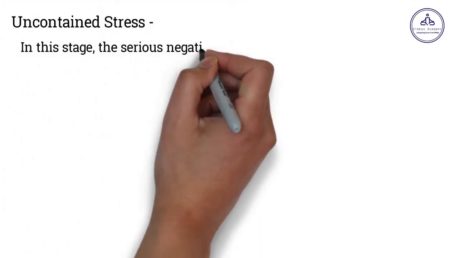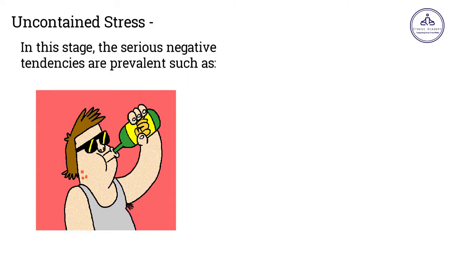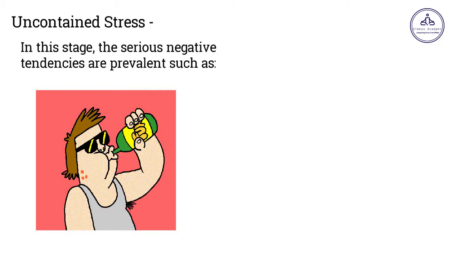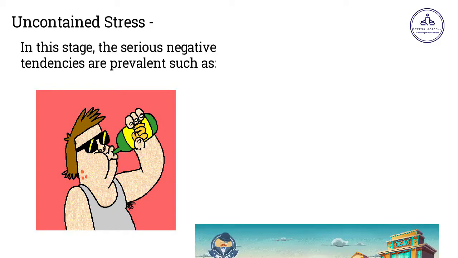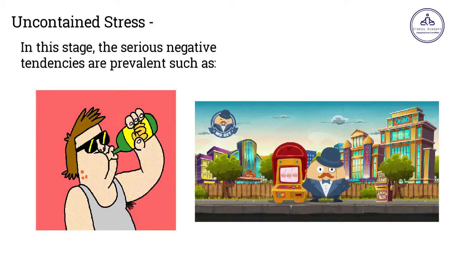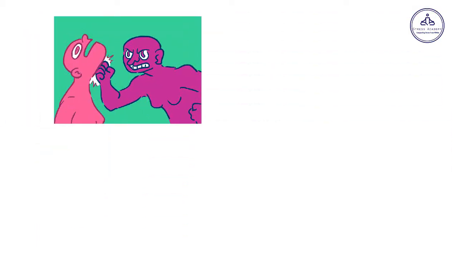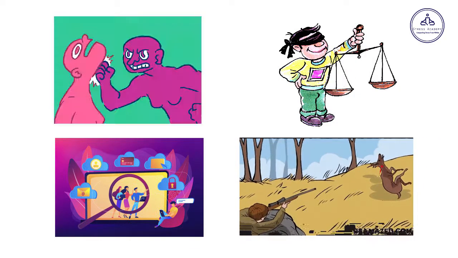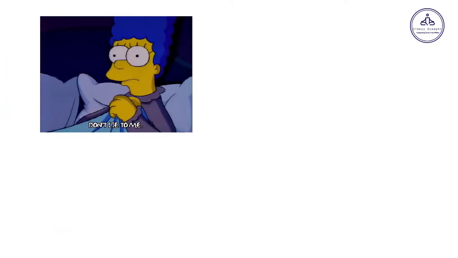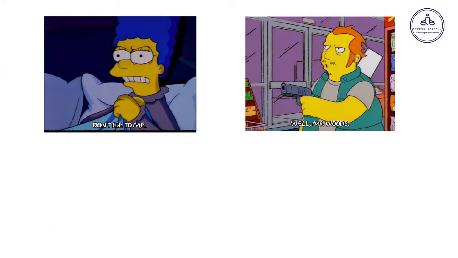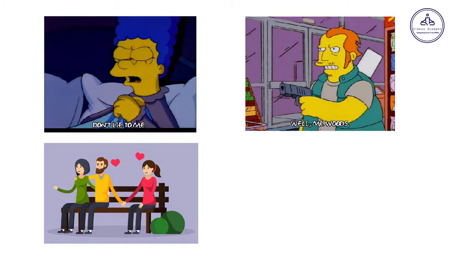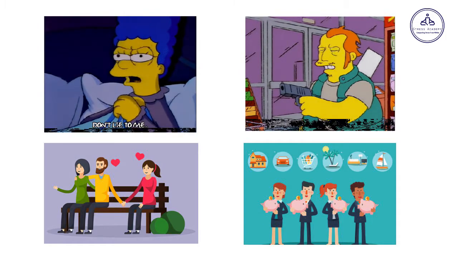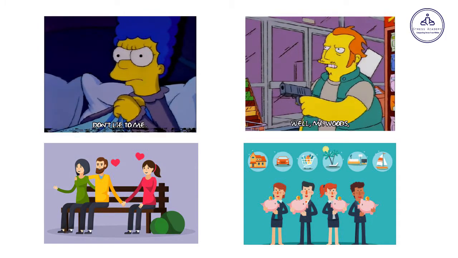Uncontained stress. In this stage, serious negative behaviors are prevalent, such as A. Addictions related to alcohol, tobacco, and other harmful substances, as well as addictions to behaviors such as gambling. B. Violent, unethical, and immoral behaviors such as intentionally killing or hurting other living beings, habitually lying and stealing, extramarital relationships, and unchecked materialism. These behaviors result from intense passions.